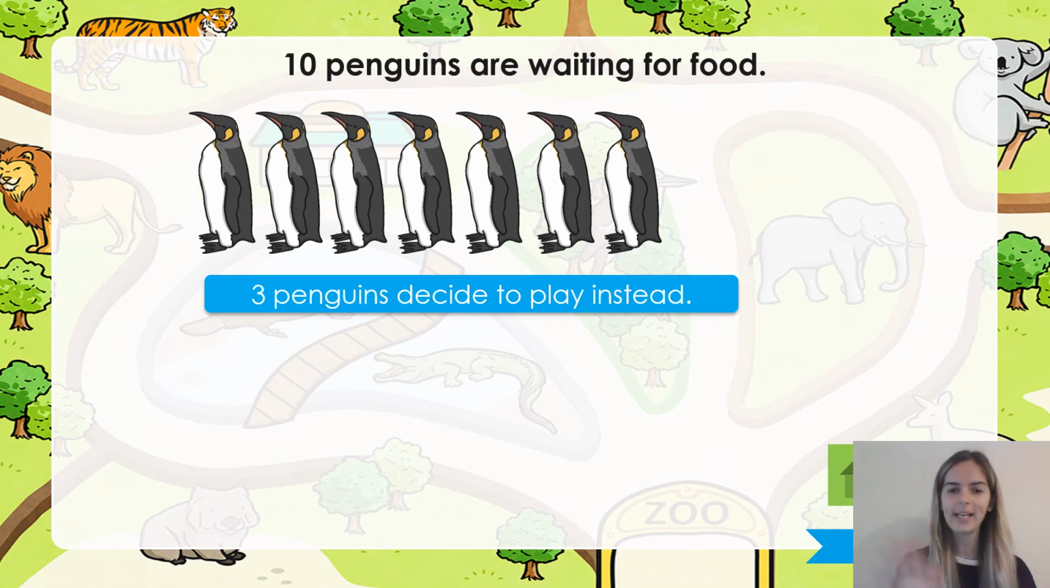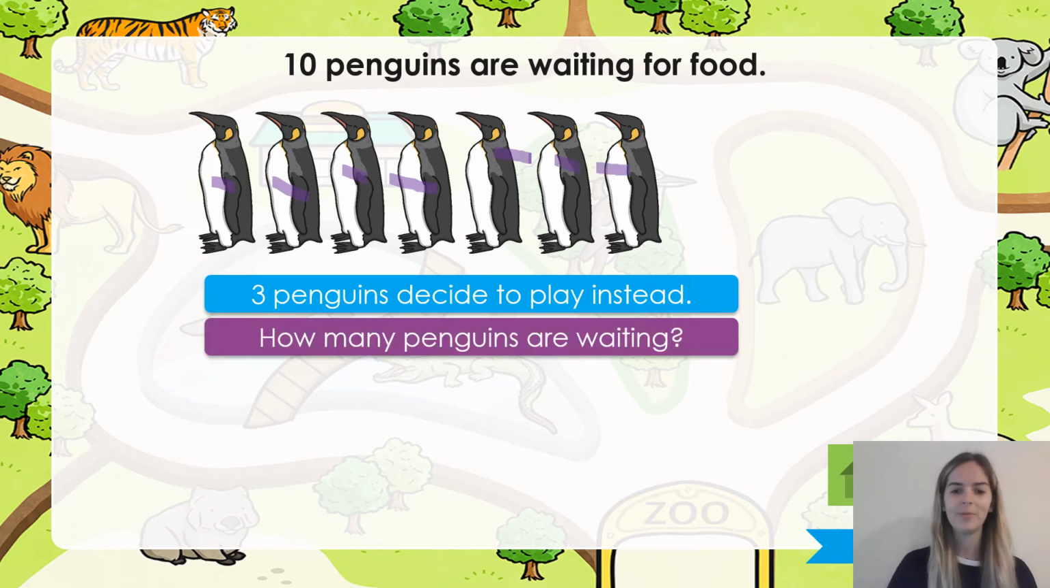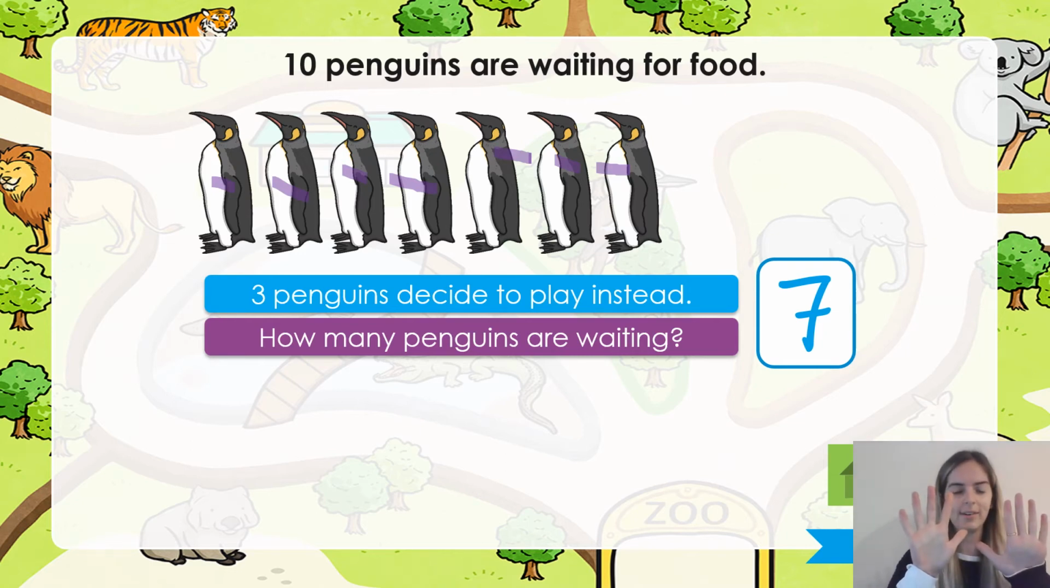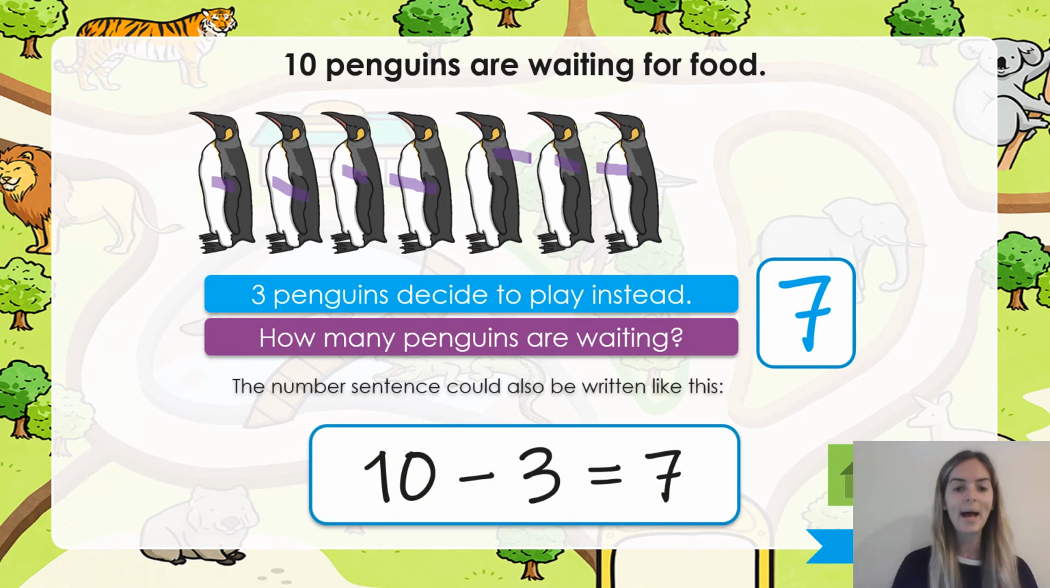Okay, so 3 left, and let's count how many we are left with. 1, 2, 3, 4, 5, 6, 7. We are left with 7, and we could do that one on our fingers. 10, and let's take 3 away. 1, 2, 3, and I am left with 7. And our number sentence looks like this. 10 minus 3 equals 7.